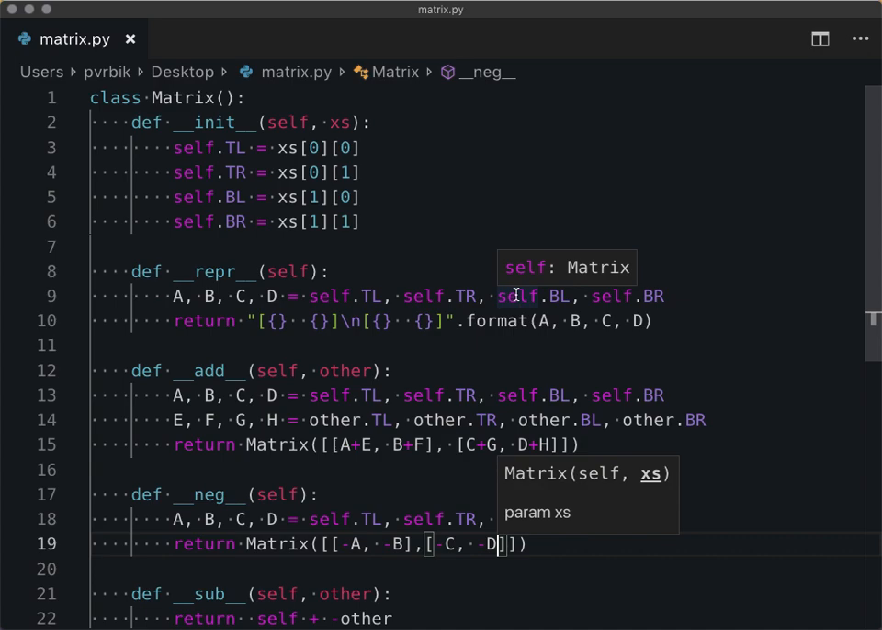Oh, there you are. It defines what the negation of something should be, right? If you have an object A, there should be another object, minus A, so that A plus minus A gives you the zero of the field, right?